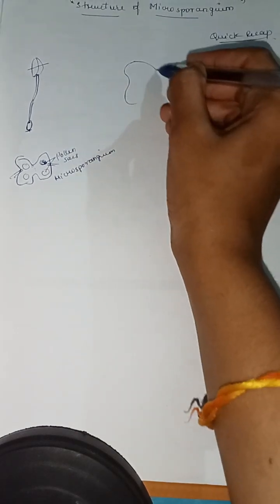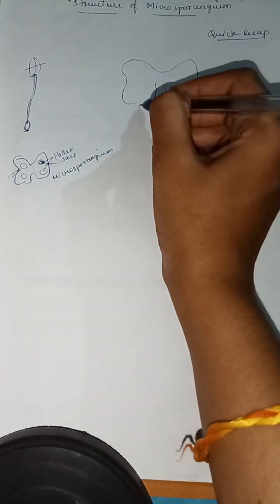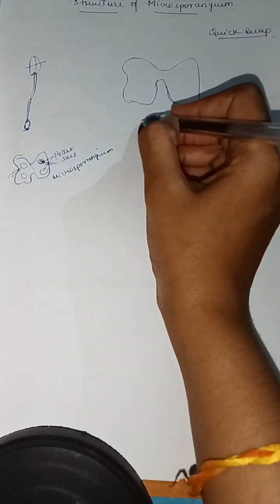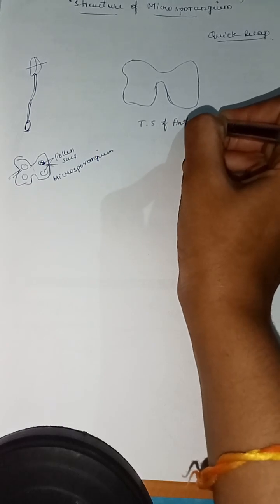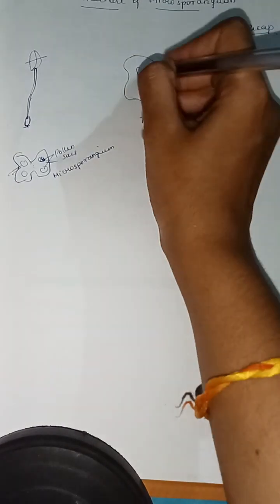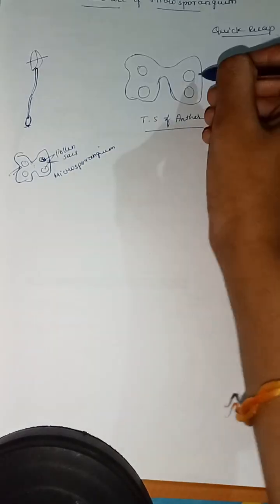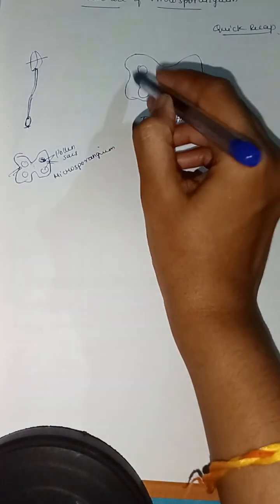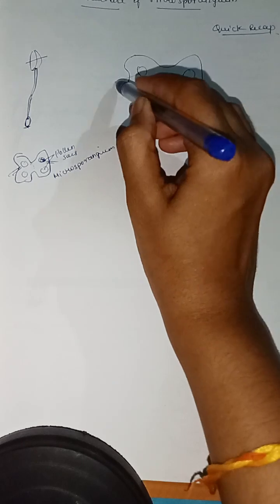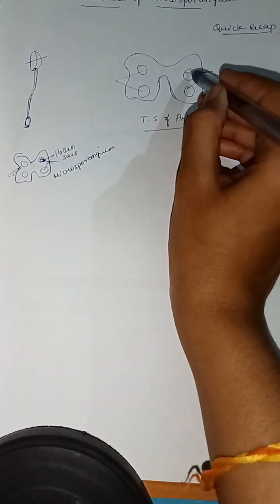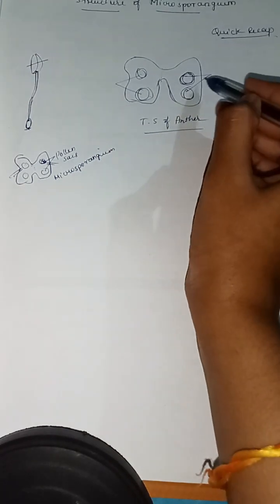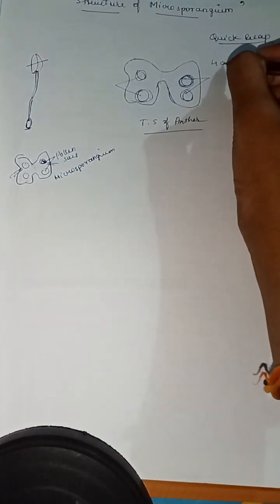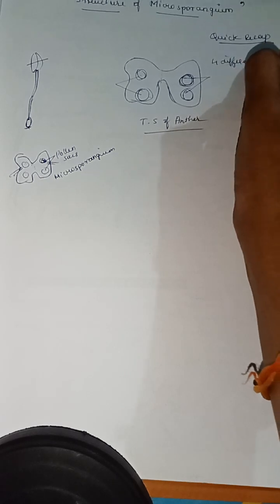So we have seen that this is a transverse section of the anther. In this bilobed structure, these are the microsporangiums. Each lobe will contain two microsporangiums, or pollen sacs. Each pollen sac will have four different layers.